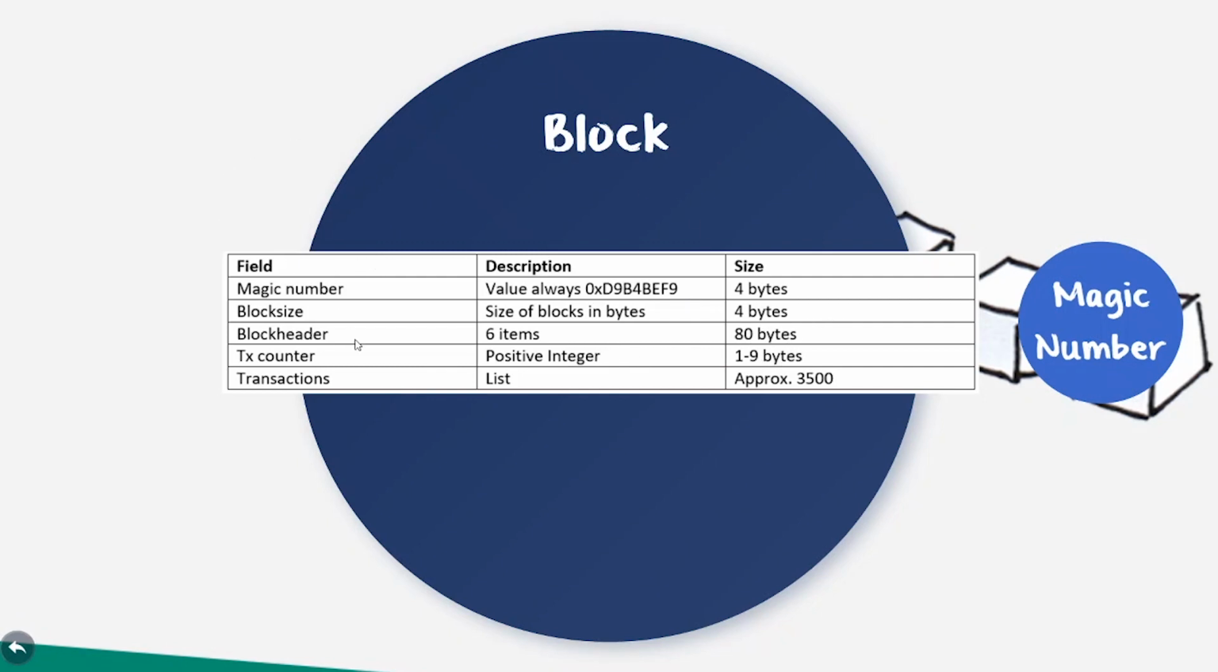And last but not least, we have the transactions, and this is just a list of all the transactions which are in the current block. And yeah, approximately there are 3,500 transactions in a block. So not bytes, these are transactions. That's given a 1 megabyte block limit, of course with SegWit these transactions can increase.